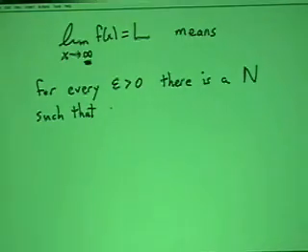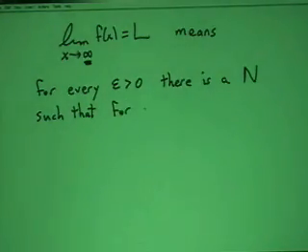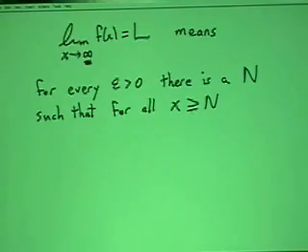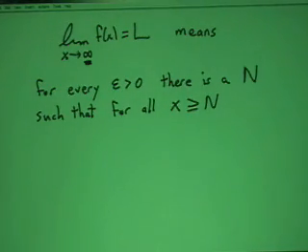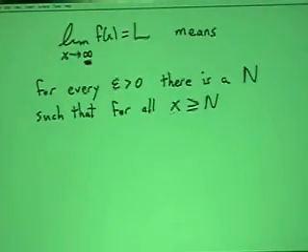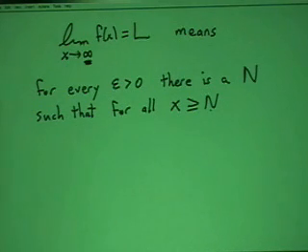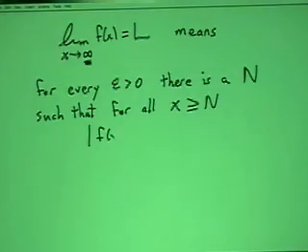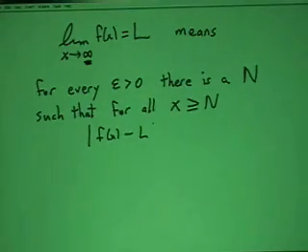beyond capital N, that means for all x bigger than or even equal to capital N. It's convenient to allow equal because sometimes we need to get hold of that number N just for technical reasons. But anyway, beyond capital N, well, the punchline is the same as what you've seen before. The distance between f of x and L is less than epsilon.